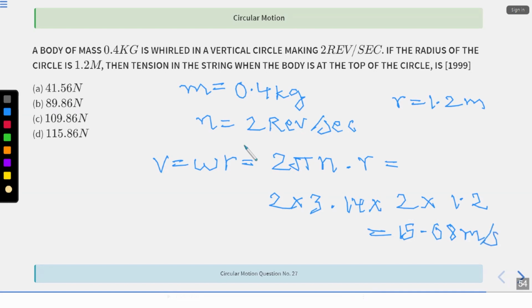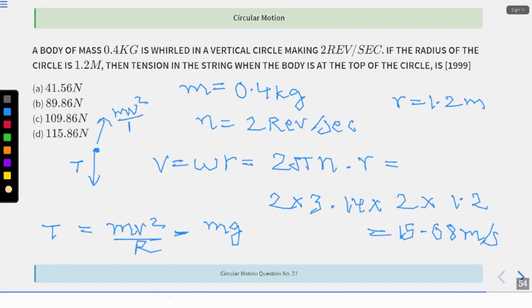Then what we do is the tension in the string when the body is at the top of the circle is basically nothing but mv square by r minus mg. How do we do that? So basically this is the top and this is the tension over here. This is mv square by r and this is mg on the body.